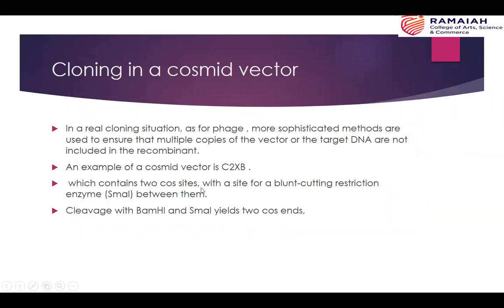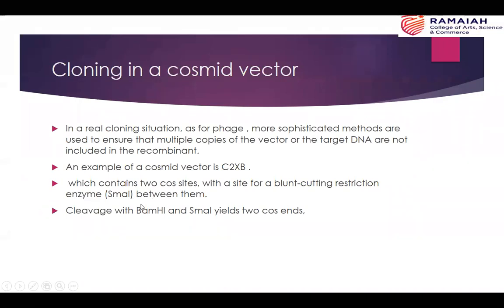So please pay your attention. Here I am talking about more sophisticated cosmid vectors. Why are these more sophisticated cosmid vectors developed? In order to avoid the formation of multiple copies of the vector or the target DNA in the recombinant, some additional features are added in the cosmid vectors. One such sophisticated cosmid vector where additional features are added is C2XB. So what are the additional features? Instead of one cos site, there are two cos sites incorporated here, and between these two cos sites there is a site for a blunt cutting restriction enzyme like SmaI.